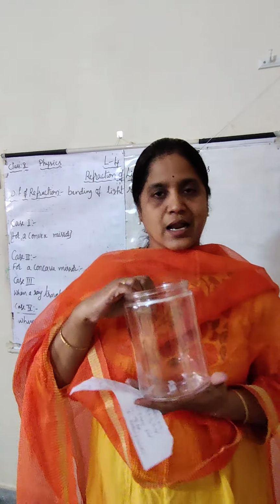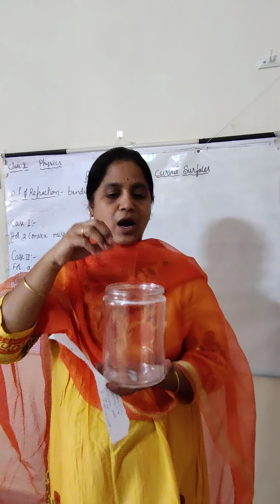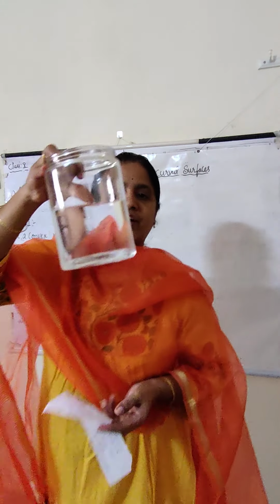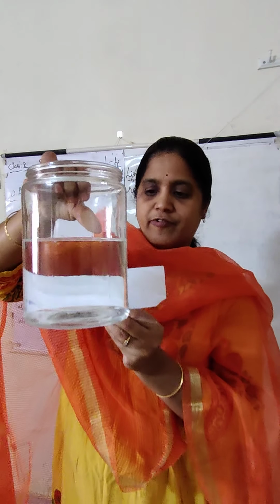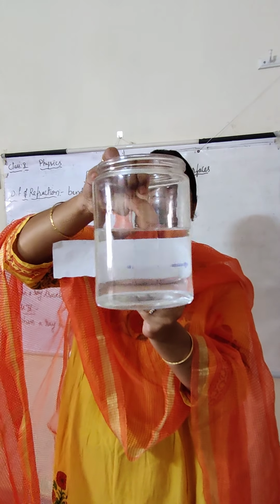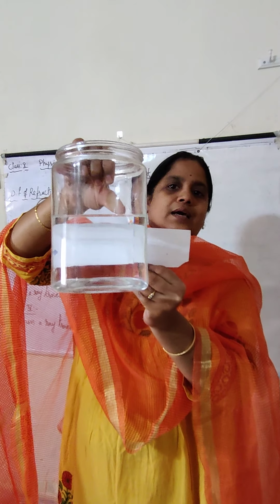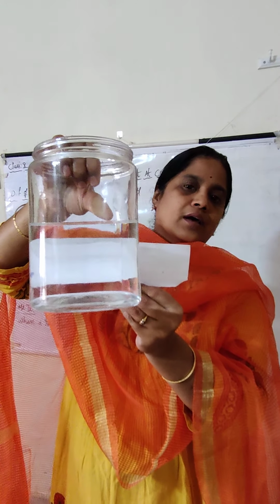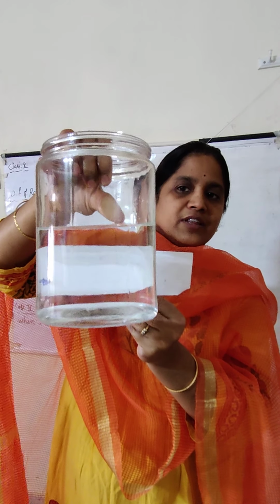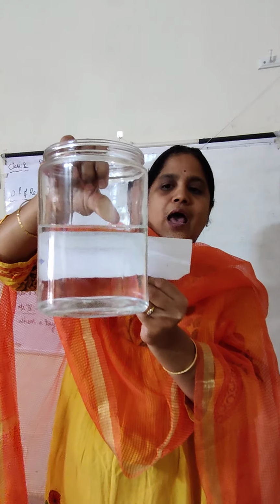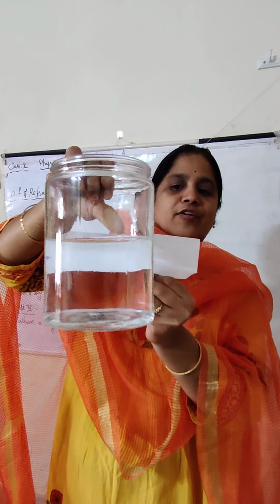Now in this glass jar for activity 2, I'll fill it with water. Now I have filled it with water, and we'll find out what type of image you can see. When the glass jar is empty, you get a diminished image. Now if you fill the glass jar with water, what type of image are you getting? Carefully observe the head of the arrow.